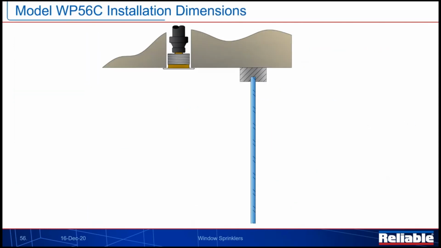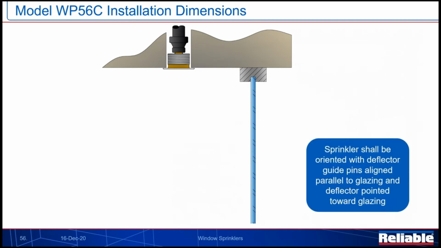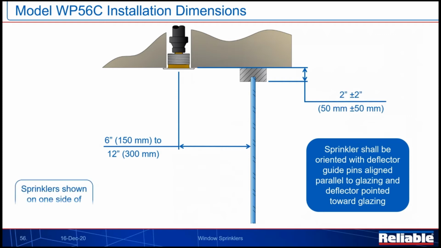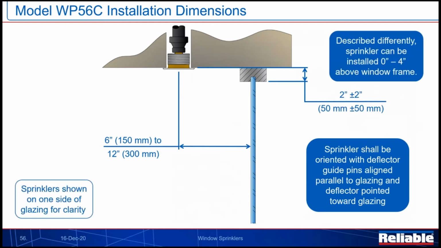And installation dimensions, we're going to install this product with the sprinkler's deflector guide pins aligned parallel to the glazing surface. And we'll set it back 6 to 12 inches. And we'll also look to set this product to plus or minus 2 inches from the window frame. Now, another way to describe that measurement that might be easier to process is it can be installed 0 inches above the window frame all the way up to 4 inches above the window frame.